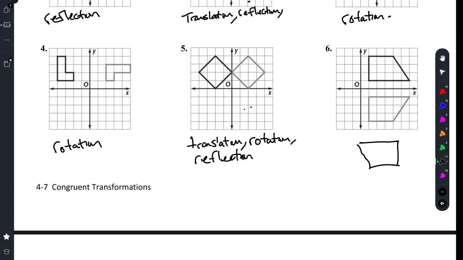It is a translation. I'm just taking this point, moving it here. I'm taking that point, moving it here. I'm taking that point, moving it there. See what's happening? I'm just taking the whole shape and moving it to the right.